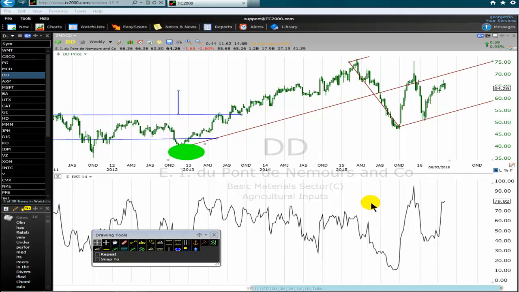Let's get started. I'm on the weekly chart of DuPont de Nemours. The epic is DD. This stock is listed on the Dow 30, and we're on the weekly chart. As you can see, the RSI period 14 is above 70. So the RSI period 14 is overbought.